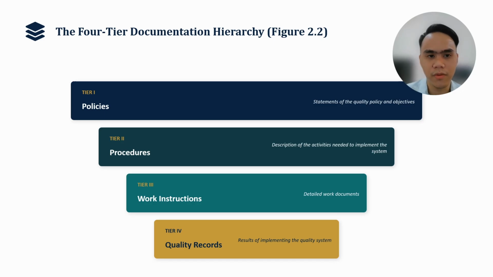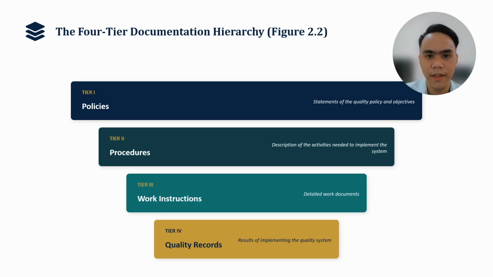There are several ways to structure quality system documentation within a quality manual, but one generic method is shown here as figure 2.2 in the book. It organizes into four tiers, sometimes called the documentation hierarchy or pyramid, starting from the top and narrowing down. These tiers are policies, procedures, work instructions, and quality records.